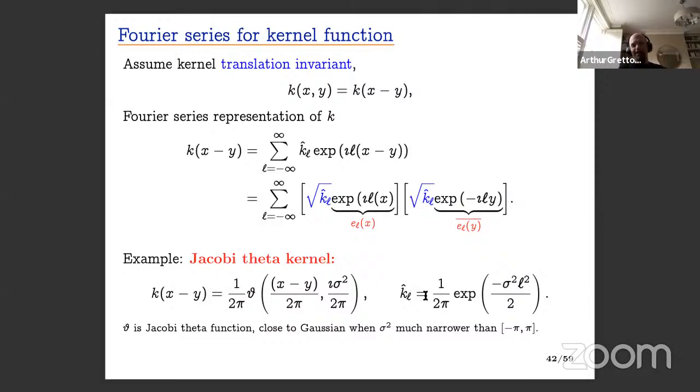A Gaussian normally goes off to infinity, right? As x goes to infinity, it decays like a Gaussian. Because we're stuck on a compact domain minus pi pi, and we've imposed periodic boundaries, this is sort of like what a Gaussian looks like when it's stuck on minus pi pi and has to keep repeating. And in particular, the coefficients k hat here decay like a Gaussian. So the Jacobi theta kernel is like a Gaussian kernel for this compact domain.